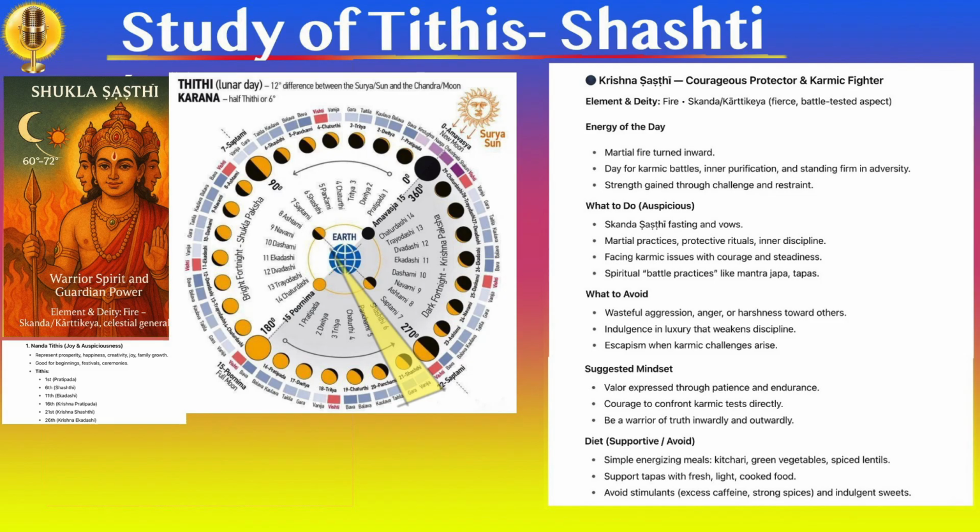Diet: simple energizing meals like khichdi, lentils cooked with rice in India, green vegetables, and spiced lentils. Support tapas or meditation with fresh light cooked food. Keep it as light as possible is my suggestion. Don't overburden the digestive system. Avoid heavy foods, avoid stimulants, avoid meats, avoid alcohol, avoid oily foods, avoid caffeine, strong spices, because the energy is such. If you tune yourself with the energy, very less you need to worry about these kinds of things, I feel.